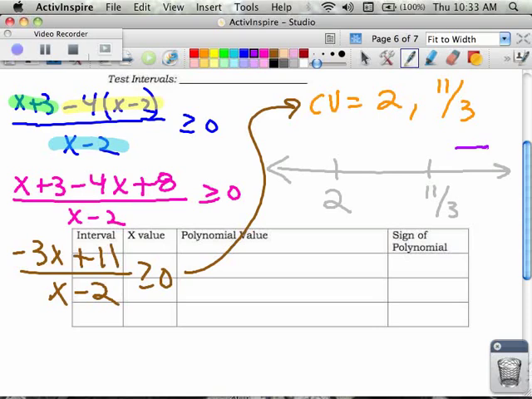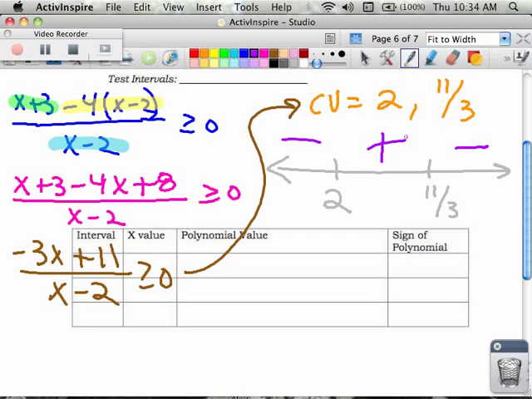Let's pick a number to the left of 2, something really easy like 0. Put a 0 into the top, cover up what you see with the x's, and you get 11 over negative 2, which is negative. And then we're going to gamble and guess the middle is positive. You can actually check: pick a number between 2 and 3 1/3, something really easy like 3, and you can prove it.